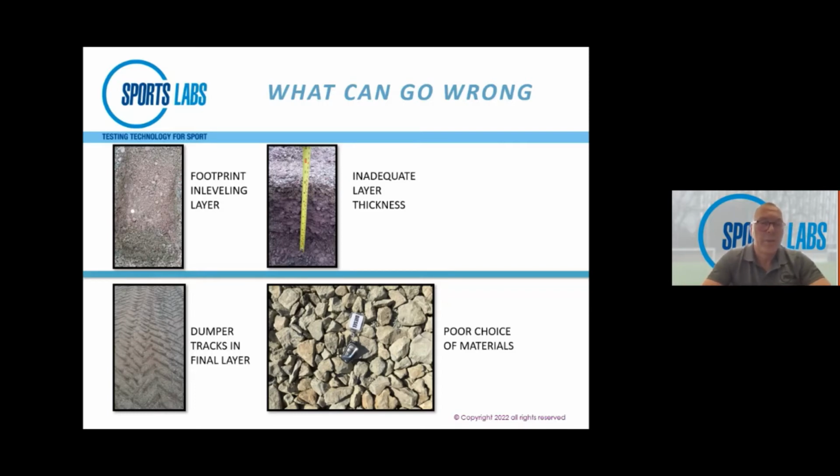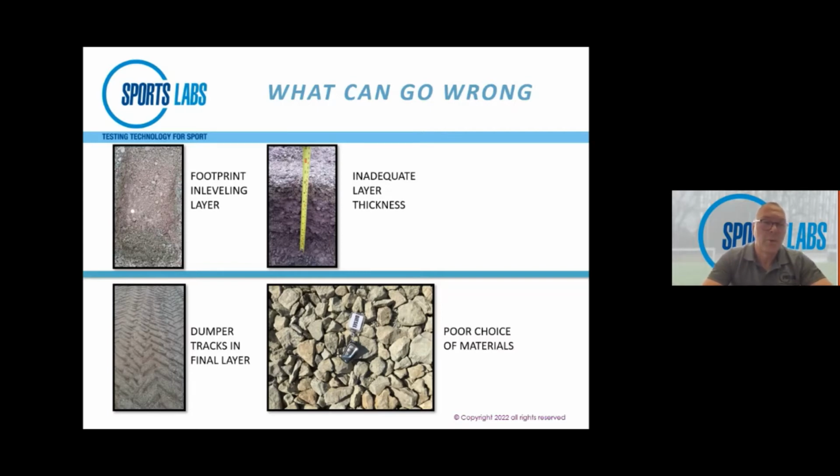The footprint in the levelling layer is not a good thing to see when you're trying to put a turf over a stone layer. These things do superimpose through the turf. And it does tell you a lot about the levelling layer. It may be too thick, it's probably too soft, it may be the wrong type of material.